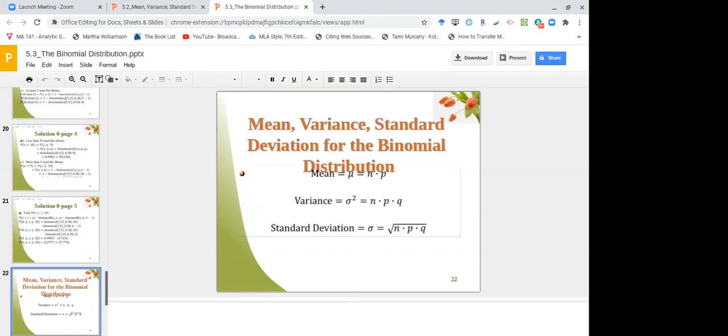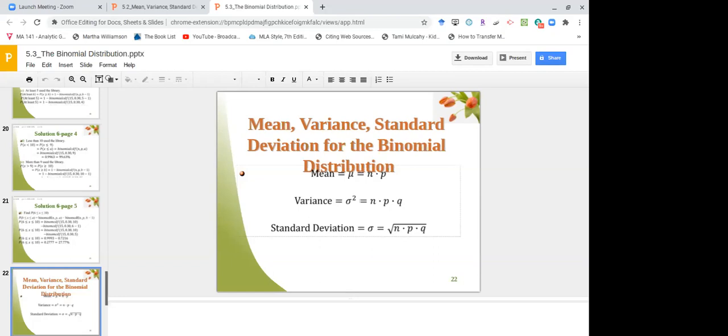Now, the other thing that I wanted to bring up here is notice here that these formulas, the mean, the variance, and the standard deviation, are different than the ones I showed you in 5.2. Why is that? The slides in 5.2 that deal with the mean, the variance, and the standard deviation were for random probability distributions, not for binomial, okay?